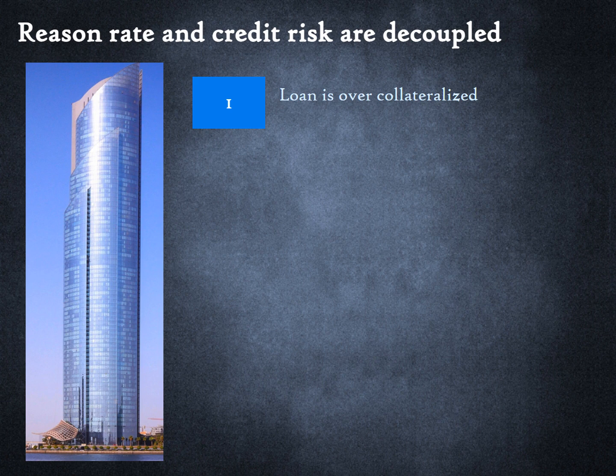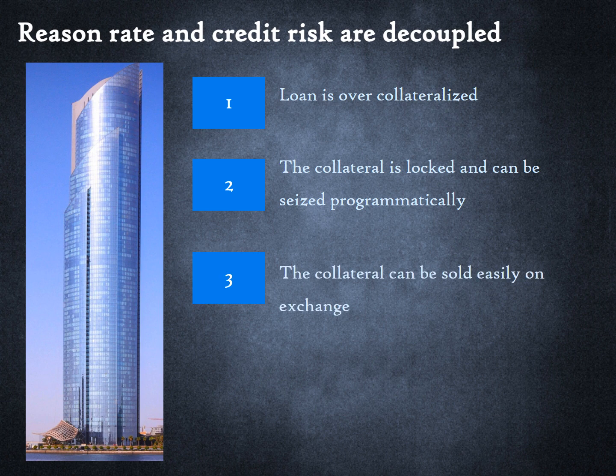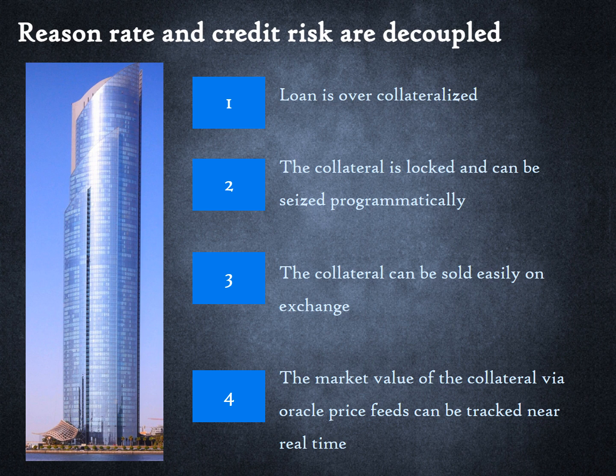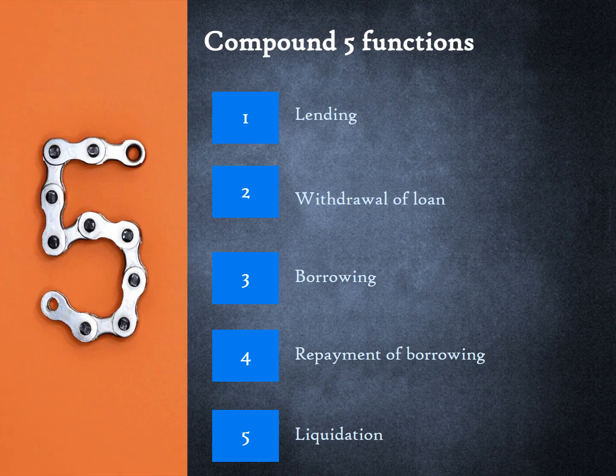This brings us to the second reason. The collateral is locked and can be seized programmatically. Third, the seized collateral can be sold easily on an exchange. Fourth, the market value of the collateral via Oracle price feeds can be tracked near real time. The combination of the above factors reduces risk and makes a credit score unnecessary. This brings us to the end of the discussion on the lending function.